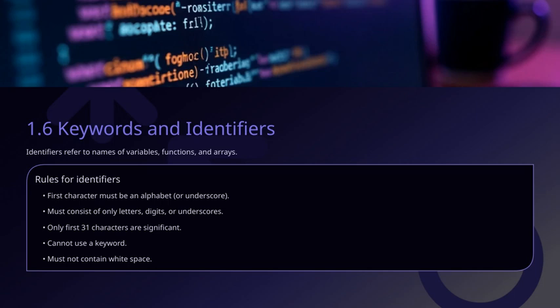Understanding these rules helps us write clean, error-free code and ensures that our identifiers are valid and meaningful within the overall structure of our program.